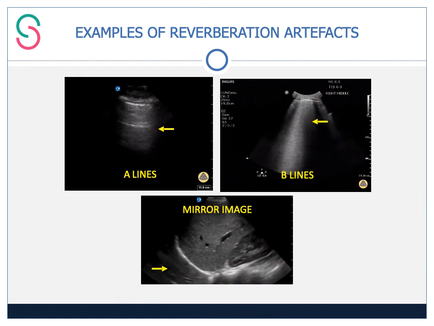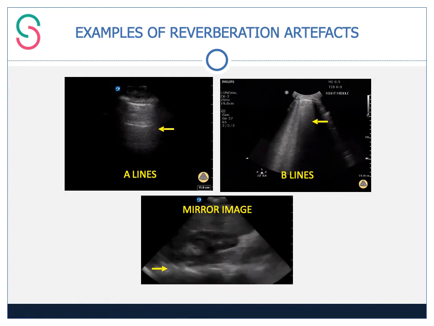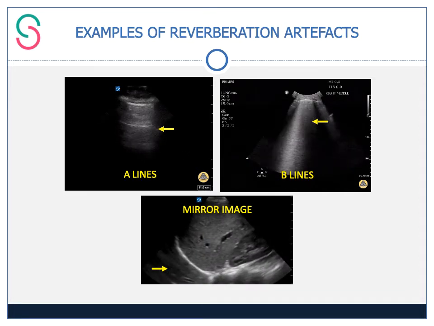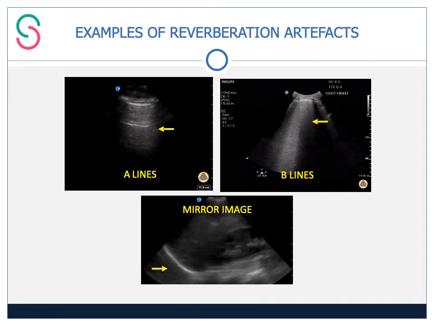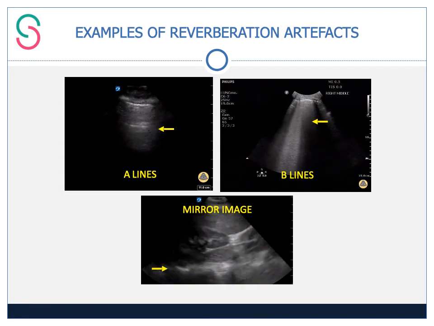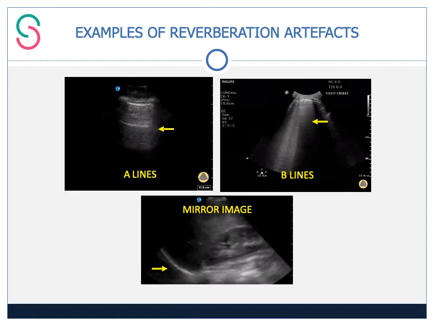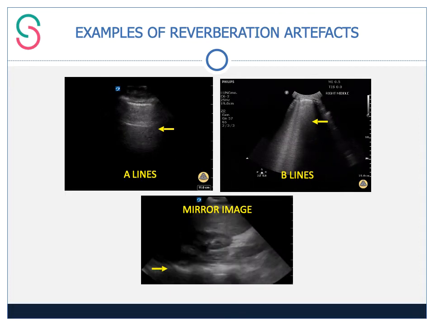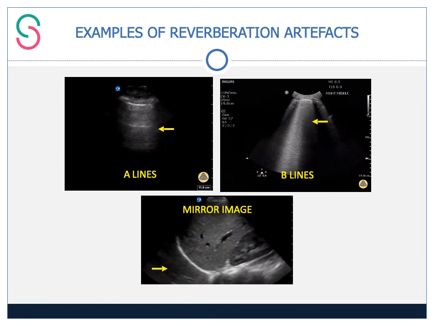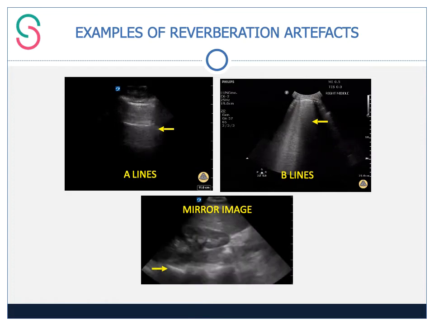The so-called A lines, seen on the left, top left here, which are horizontal hyperechoic lines. You'll notice that the spacing between these horizontal hyperechoic lines is consistent and corresponds to the spacing between the probe and the pleural line. So essentially these are reverberation artifacts where you're looking at the reflection from the pleural line. And this is a normal lung artifact.